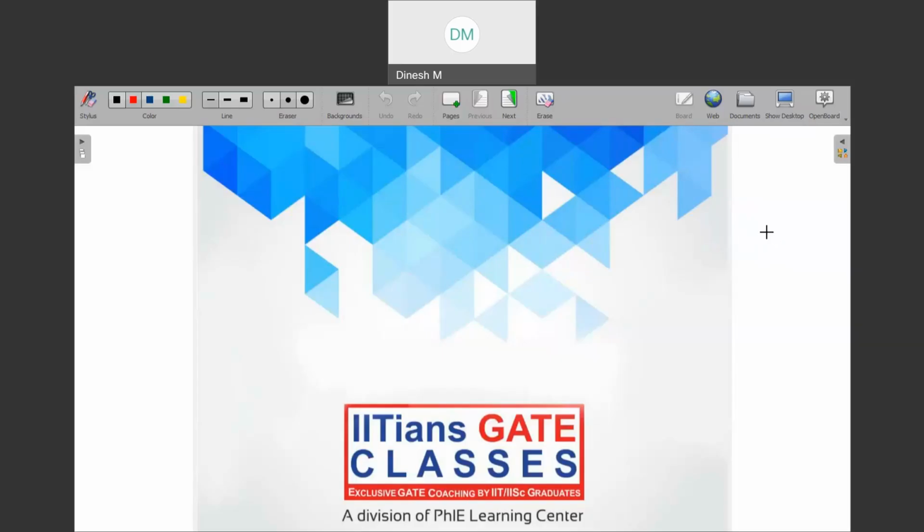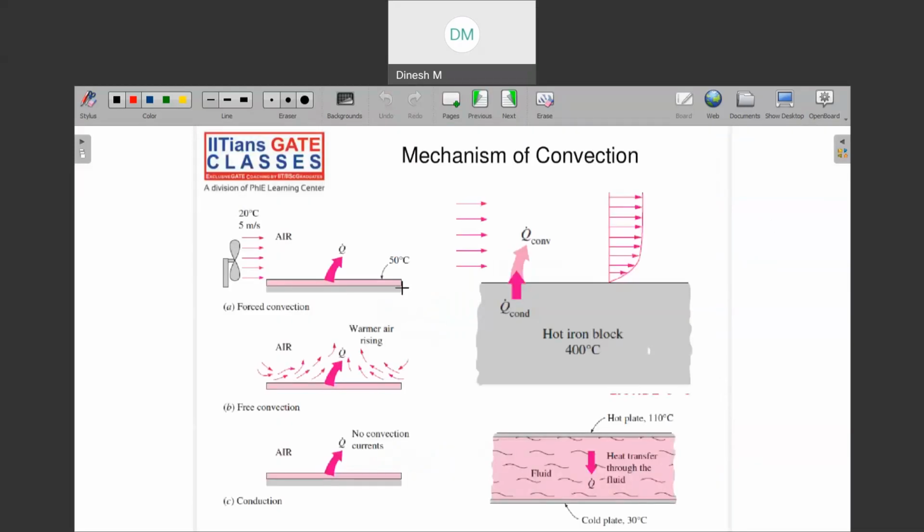So today we are going to study convection. Till now we have finished conduction. We have also studied radiation. We have also studied the heat exchanger. So now let us try to understand the very important part of this topic, heat transfer, that is convection heat transfer. Let us try to understand the mechanism of convection.